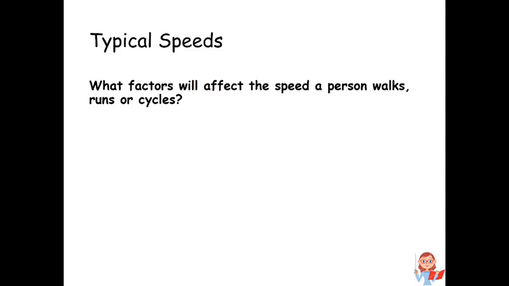And finally, there are certain factors that will affect the speed a person walks or runs or cycles. So, what are the factors that will affect the speed a person walks, runs, or cycles? They are age, fitness, terrain, and distance travelled.